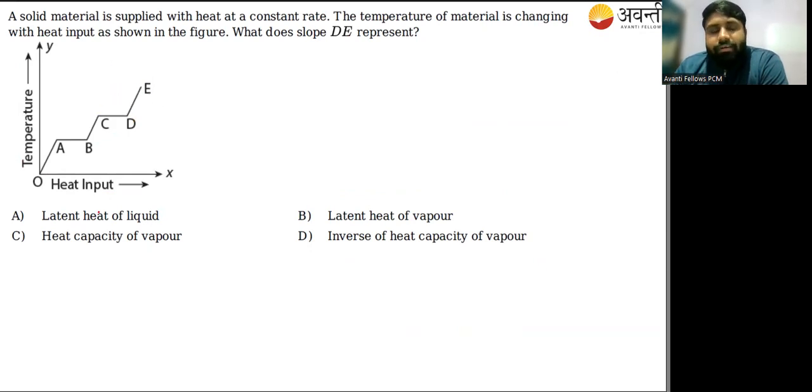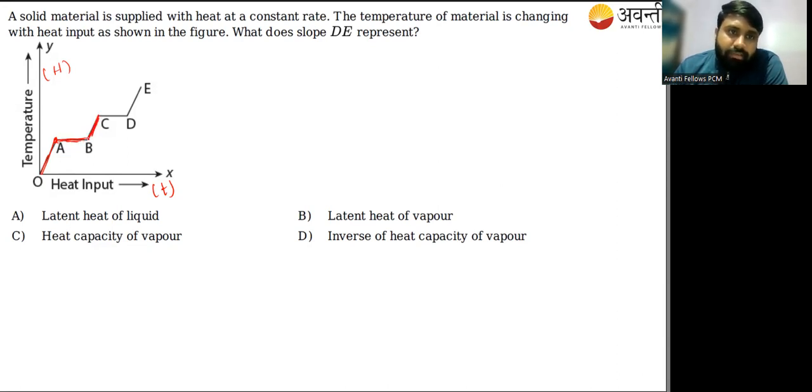Now most of the students will be confused here because this type of curve they have seen between heat and temperature, but here the inverse is given. So what we will do, we will consider it as heat and temperature. We will just replace the axis. So what we will see, this is the solid. The solid temperature is rising up to point A. Now this is the boiling point of the solid, or we can say melting point. And from A to B, the solid is melting into liquid. So this is the phase transition.